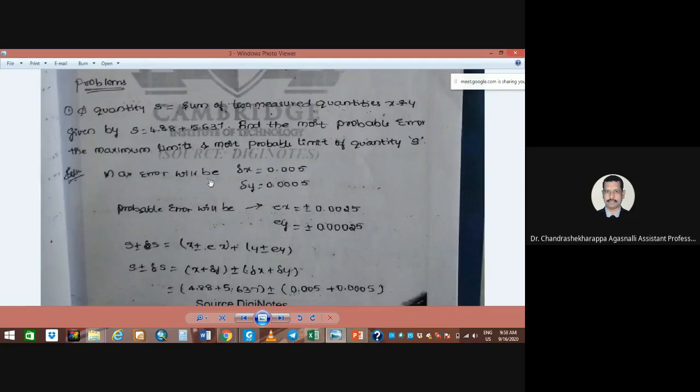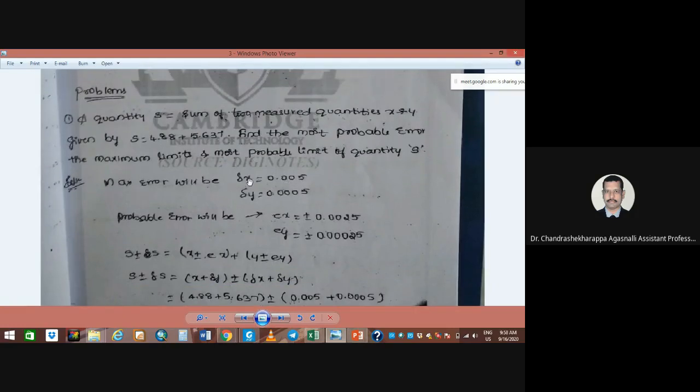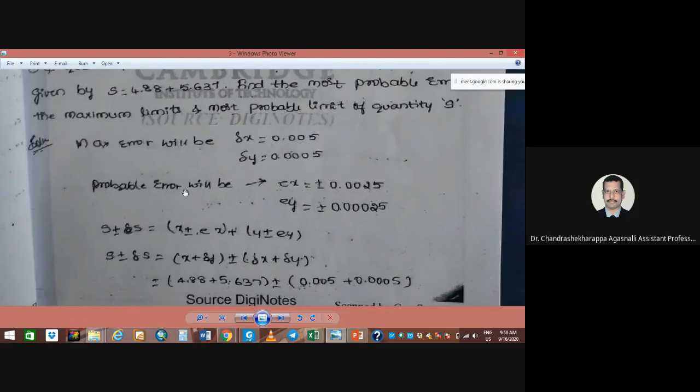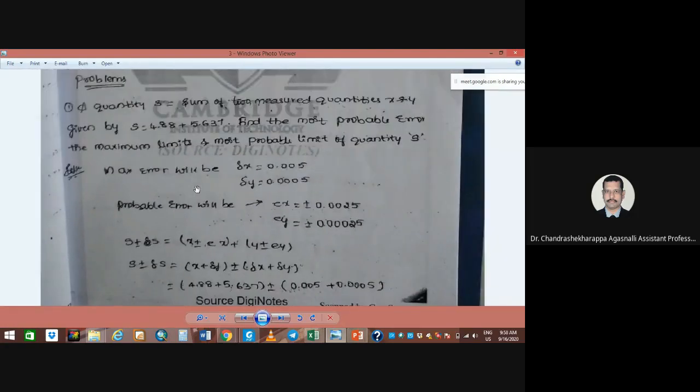So the maximum error will be: delta X is equal to 0.0005, delta Y is equal to 0.0005, and the probable error will be Ex equal to plus or minus 0.0025, Ey equal to plus or minus 0.0025. So this is the maximum error and this is the probable error. So what is the probable maximum error here? S plus or minus delta S is equal to X plus or minus Ex plus Y plus or minus Ey, as we know the data here.